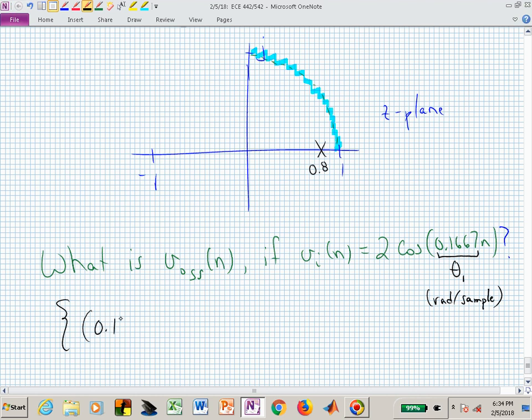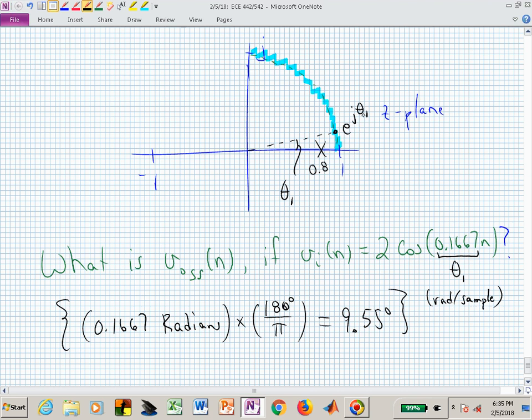We now need to convert that 0.1667 radians, if we wanted to think in terms of degrees, times 180 divided by pi, roughly 60. So we're now looking at going along that unit circle until we reach a point that we're at 10 degrees relative to the origin. I might exaggerate that, but now we have this point right there. This is our angle, theta 1. This is e to the j theta 1, where theta 1 is approximately 10 degrees, 9.55.